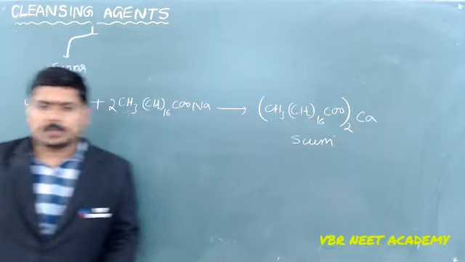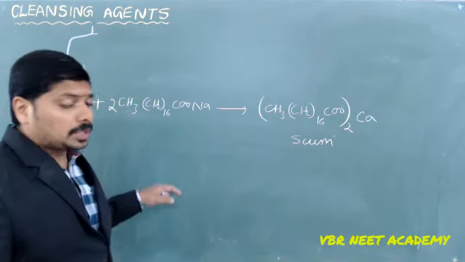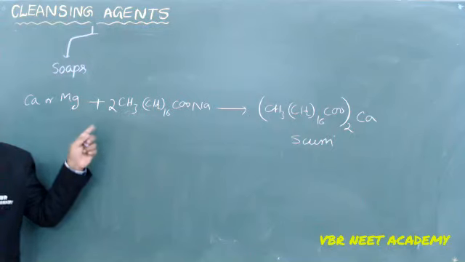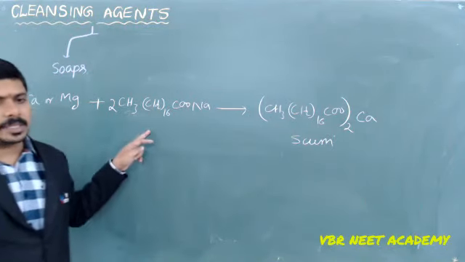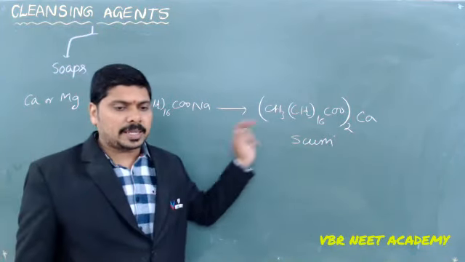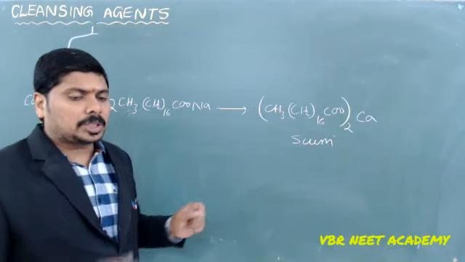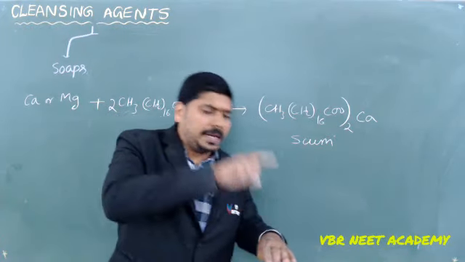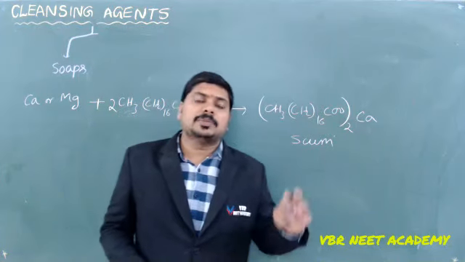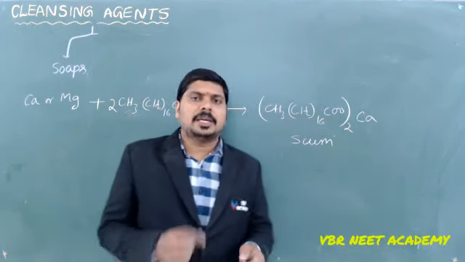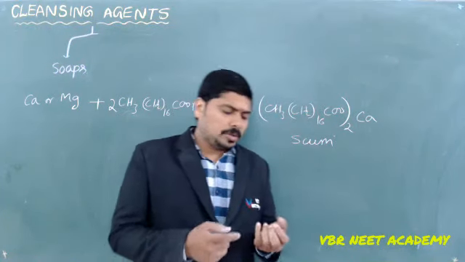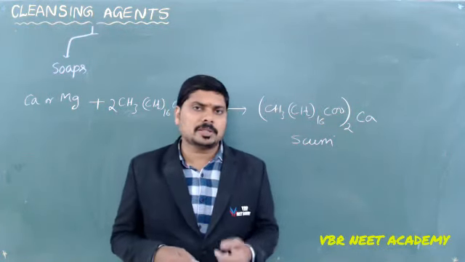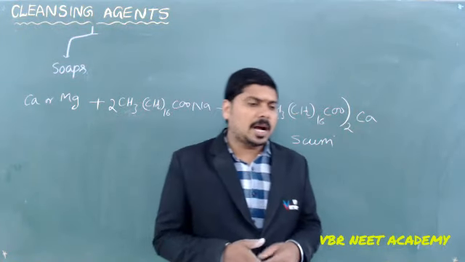This is scum. Whenever we have hard water, it consists of calcium or magnesium. This calcium or magnesium reacts with your sodium salt of fatty acid and forms the calcium salt of fatty acid, which we call scum. That scum binds onto your fabric so that the soap is not able to enter inside. So there is no interaction, and if there is no interaction, there is no chance of cleaning the dirt. That's why soap is not preferable in hard water. With soft water, it's fine. Soaps can clean, but hard water can't be cleaned.